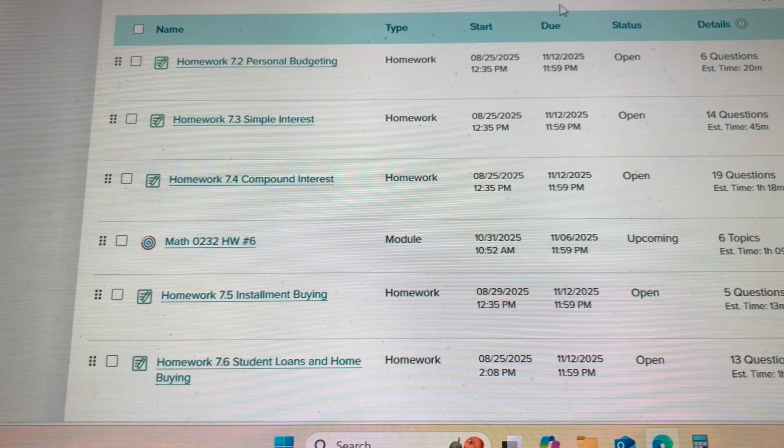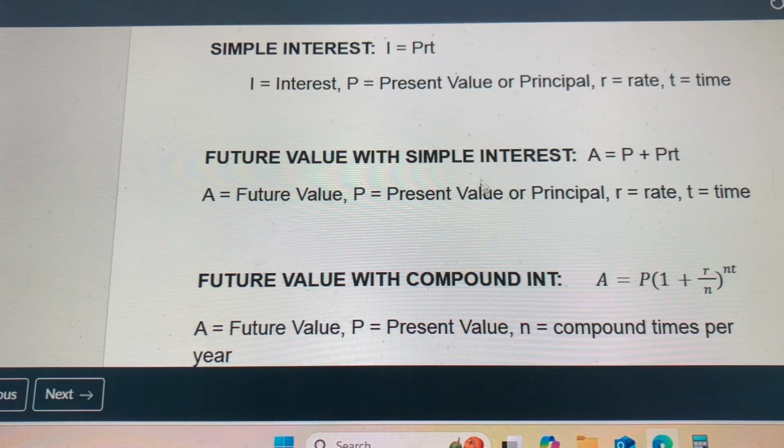Come here to the formula sheet. We're now going to be using this third formula. There's no formula for the interest in compound interest. You just do the future value, and then you can figure out the interest after that with one calculation. So there's no formula for compound interest. It's just future value only.